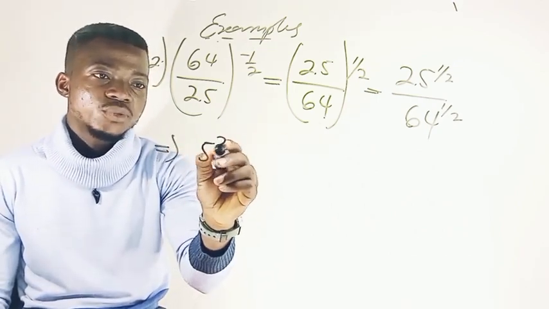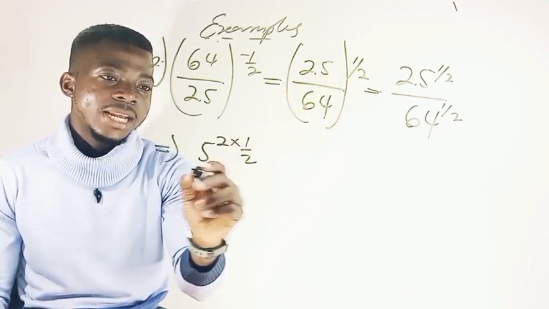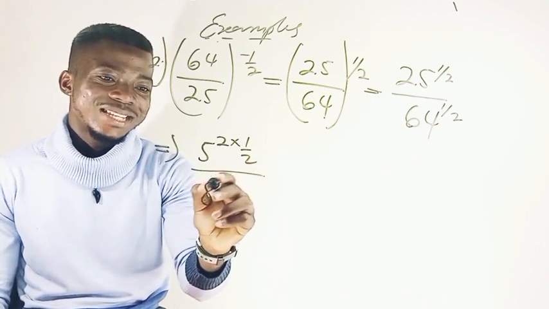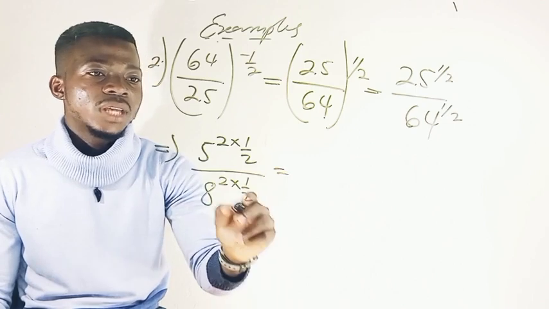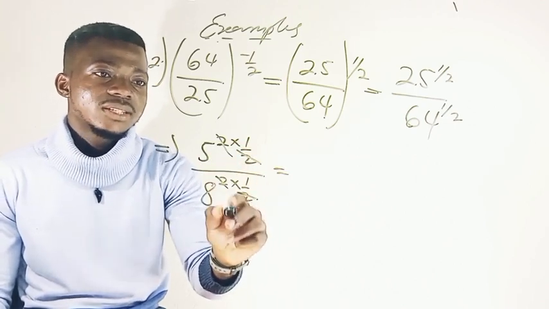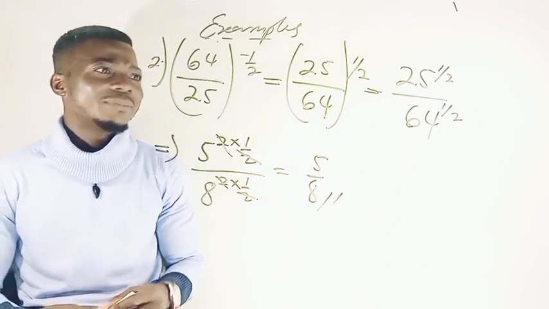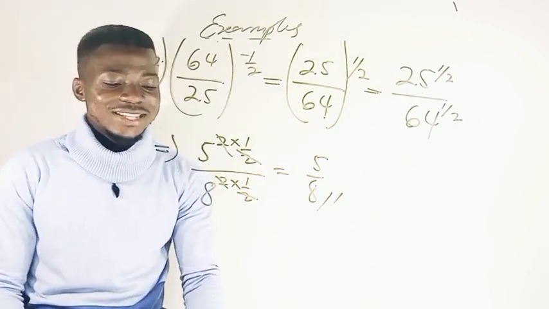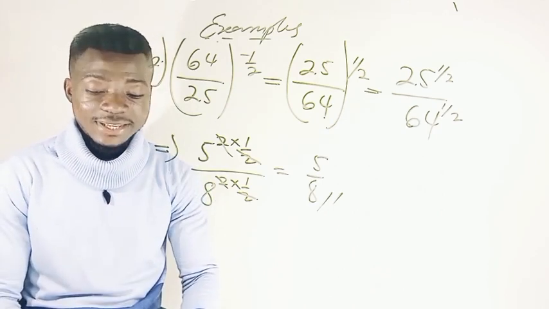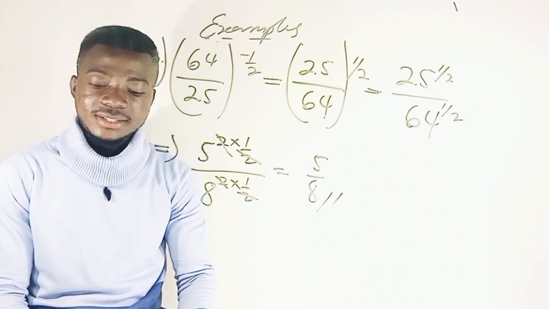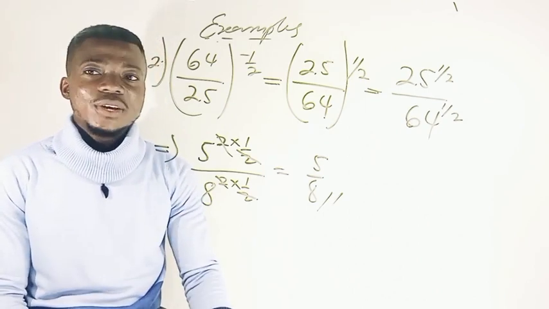So now we'll move forward. 25 is 5 exponent 2 times the exponent that's already there. 64 is 8 exponent 2 times a half. So this cancels that, this cancels that. 5 over 8. This is even simpler than the first one. That's the answer for this one. 5 over 8. Okay? Is that not simple? It is, right? Good. So, we are done with that.